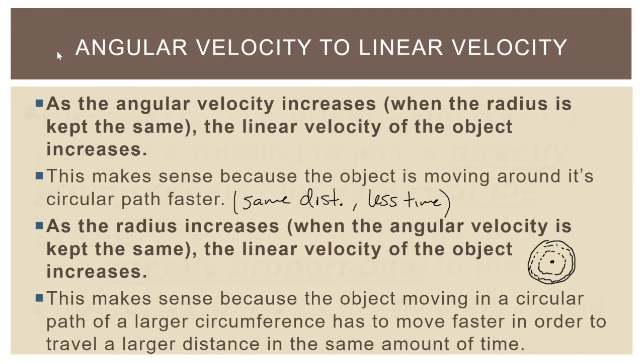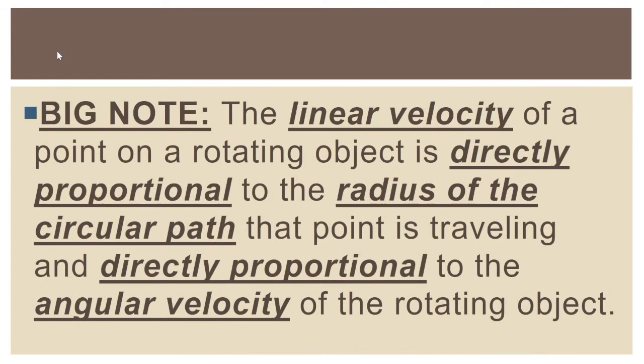Okay, so let's write down a big important note here for the beginning. The linear velocity of a point on a rotating object, based on what we just said, is directly proportional to the radius of the circular path that point is traveling on. And it's directly proportional to the angular velocity of the rotating object. Take a second to pause this video here and write that down. And when you hit play, we'll move on.